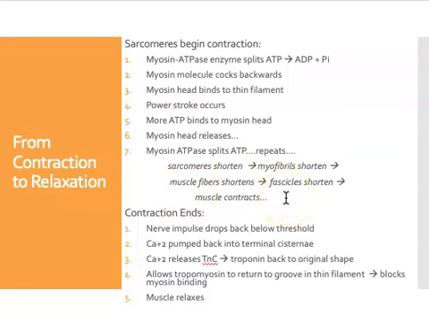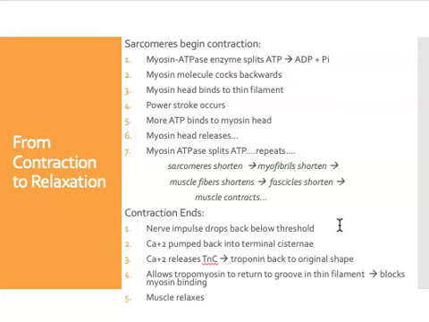Now we're ready for it to end. The nerve impulse drops back below threshold in that neuron. No more acetylcholine is going to get released now. And the acetylcholine that is in the synapse, it's going to be broken down by acetylcholinesterase.